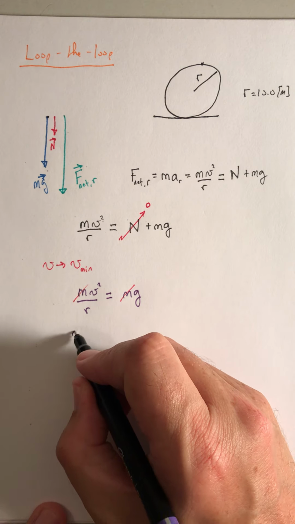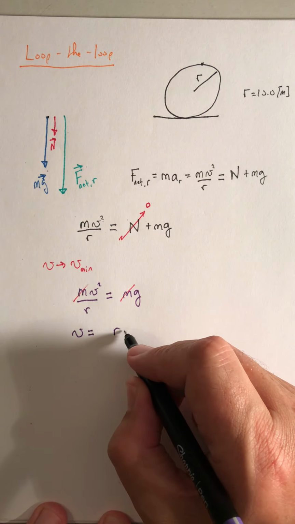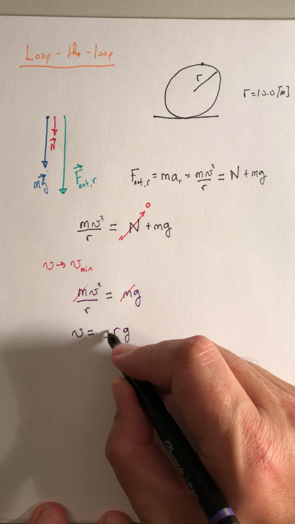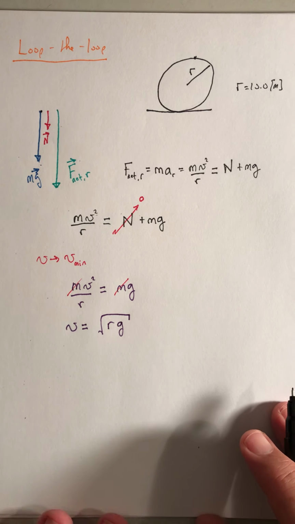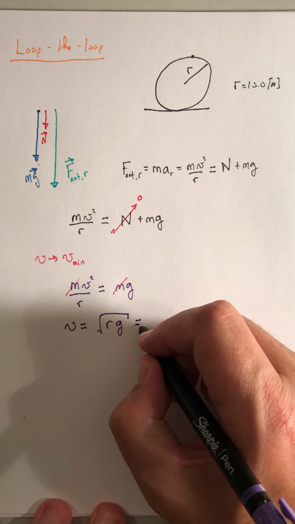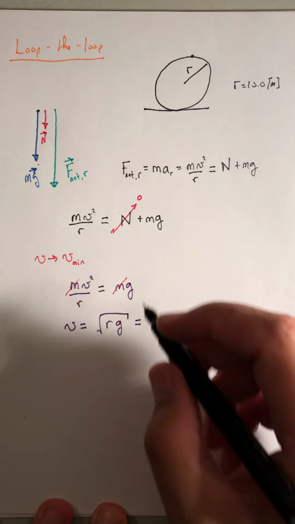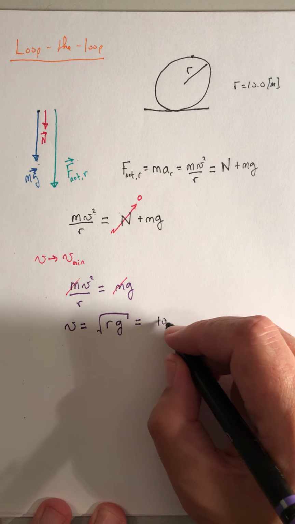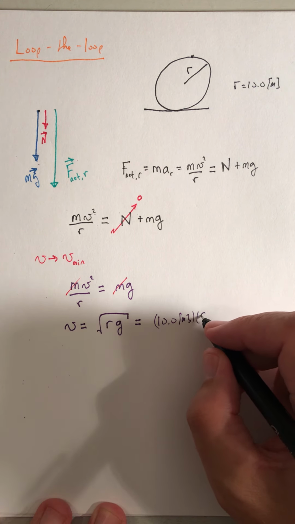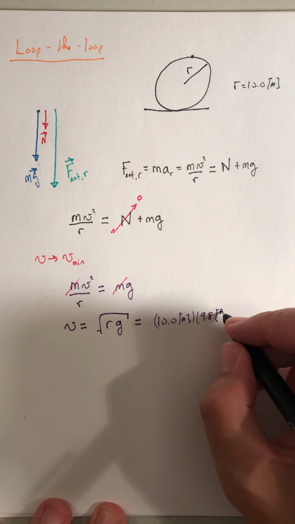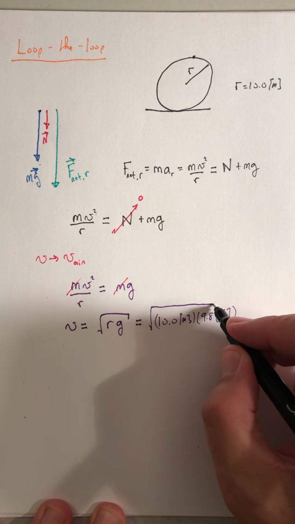And I can solve for v. The speed is going to be radius of curvature of the track times the acceleration due to gravity, all square root. So we put in values. Our roller coaster is on Earth, and the radius was given as 10 meters. Have 10 meters times 9.8 meters per second squared, and take the square root.